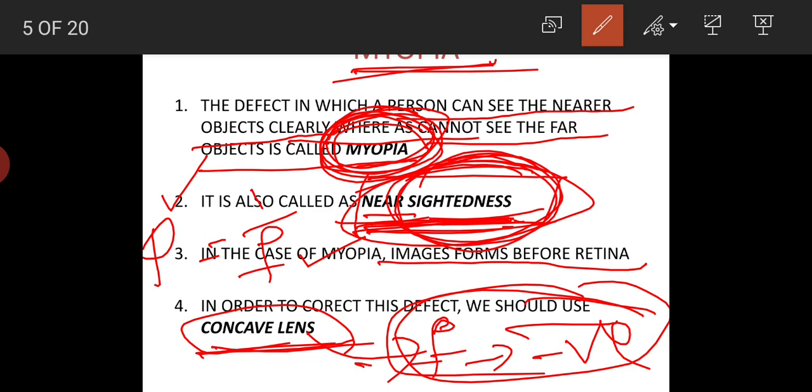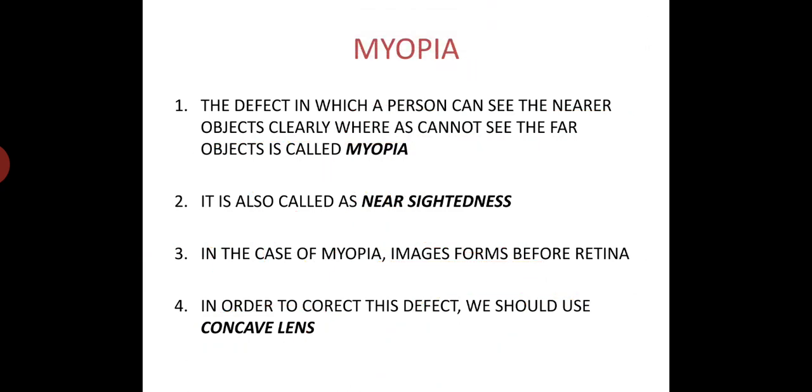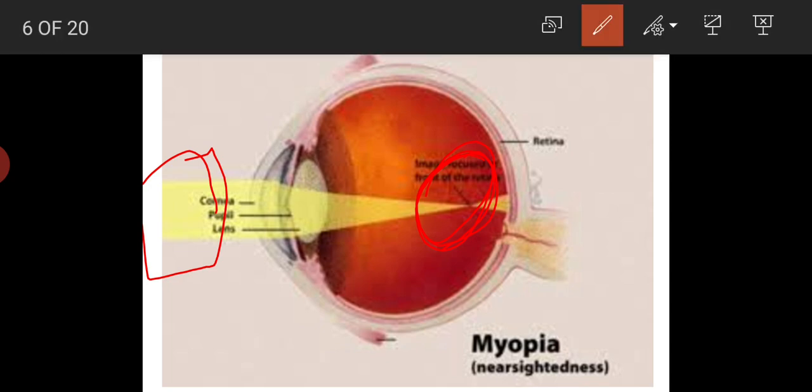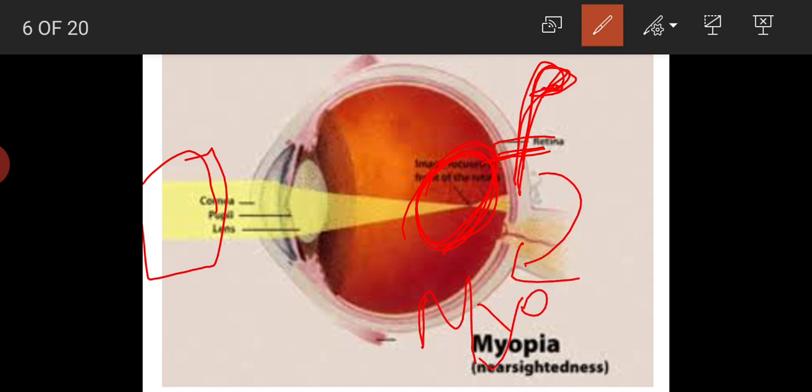If you are wearing specs of negative power, it means you are suffering from myopia. Remember that point. If you are wearing specs of negative power, it means the glasses have negative focal length. It means you are wearing a concave lens. It means you are suffering from myopia.